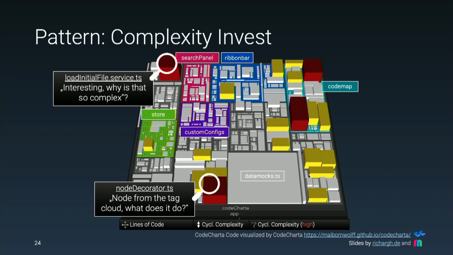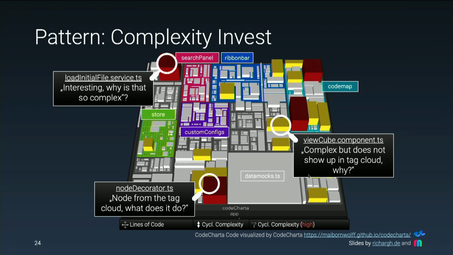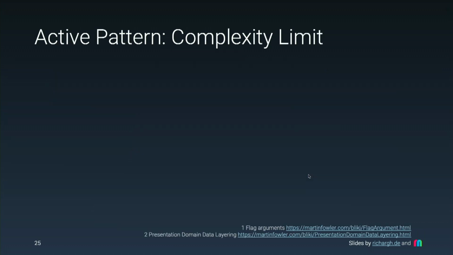What about the node decorator? That's just strange. Node was in the tag cloud. What's the decorator? Why is it so complex? And you have this view cube that doesn't even show up in the word cloud. Why is it so complex? What does it do? And you have all these indicators where to start refactoring. And if you want to do that, you go for the active pattern and you go for the complexity limit. I mean, different teams decide on different complexity limits. You go for something like 20 per file.